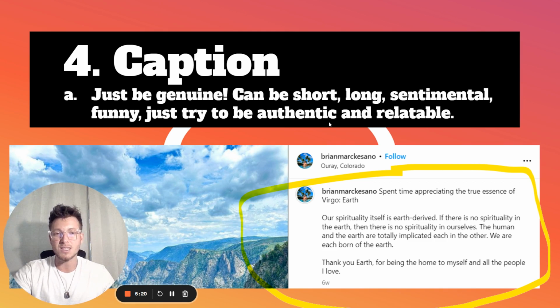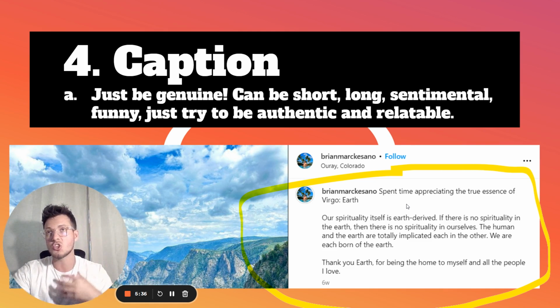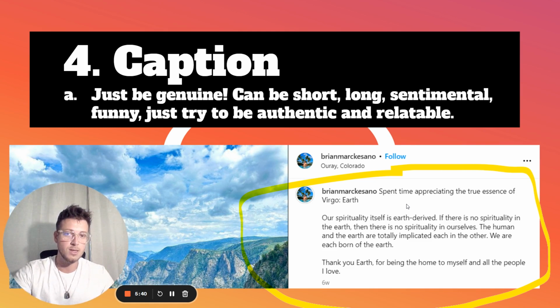Just try to be authentic. You don't have to overthink it. You can be relatable by just being yourself. It's really not as complex as it might seem, where you have to be super incredibly funny or witty. It can be something that you look up online, as long as what you feel is genuine towards your experience or whatever you want to say about that picture.